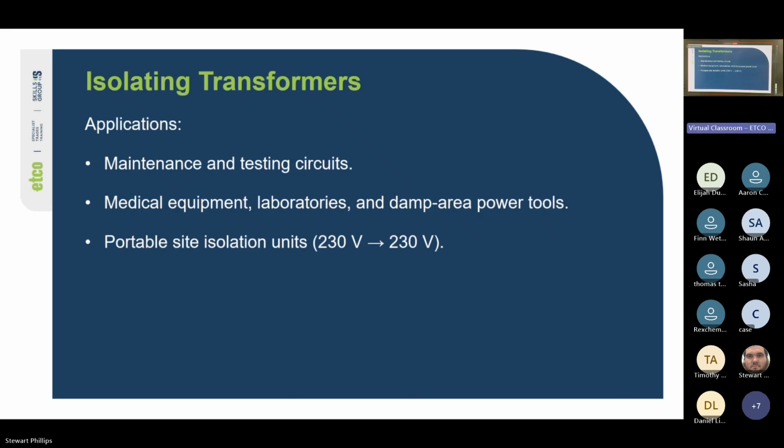And so portable isolation units, 230 to 230 volts, also known as the shoebox transformer, used for damp area power tools, and where the other possible use is for mining. They do use them for mining situations, especially when they're dealing with explosives or the use of explosives, because obviously we want as little possibility of a spark occurring as possible.